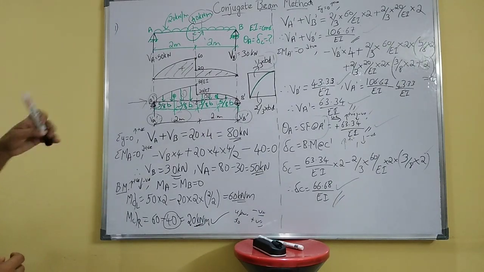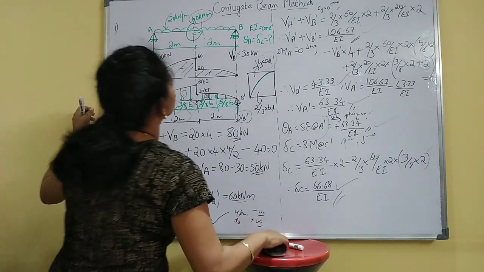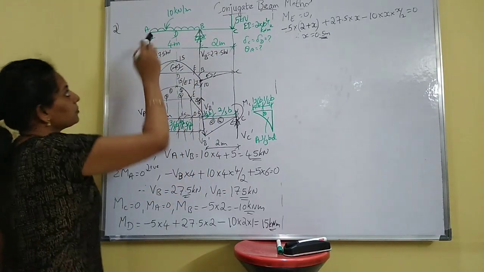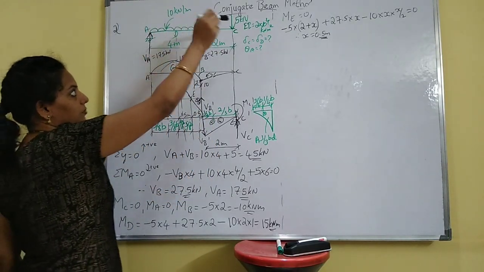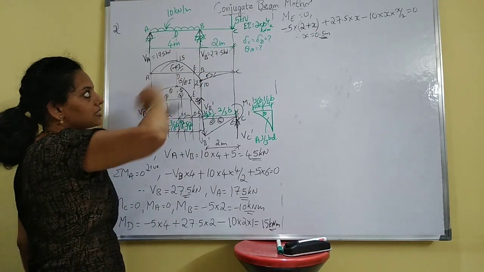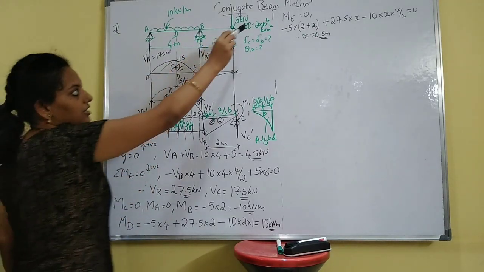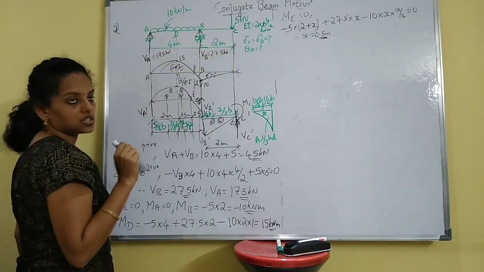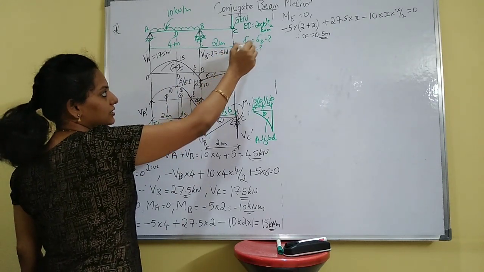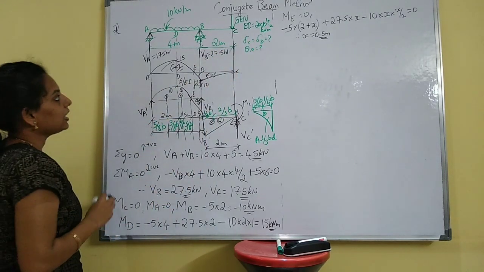Okay, next we will see an overhanging beam. This is your overhanging beam. Here 10 kN per meter on AB, the overhang is BC, 5 kN. EI is 2 into 10 power 4 kN meter square. Given, find out delta C, delta D and theta A.